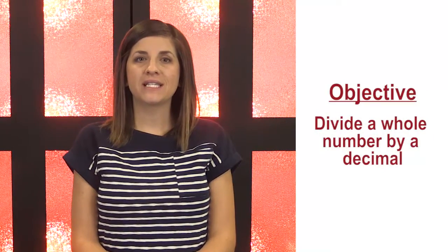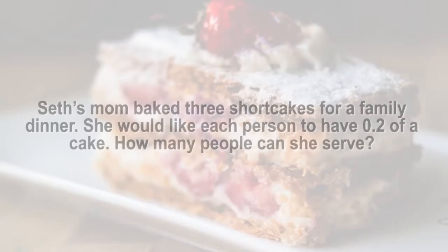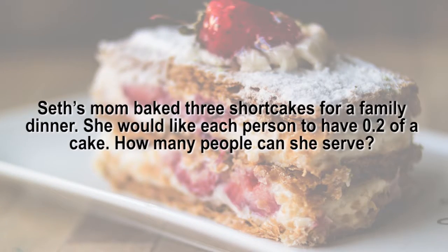The objective of this lesson is to divide a whole number by a decimal. Seth's mom baked 3 shortcakes for a family dinner. She would like each person to have 2/10 of a cake. How many people can she serve?